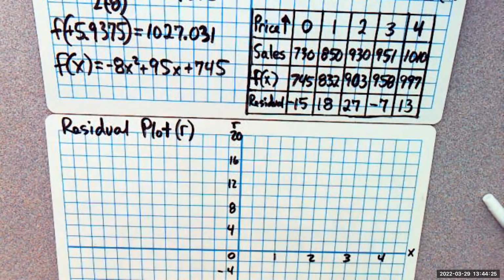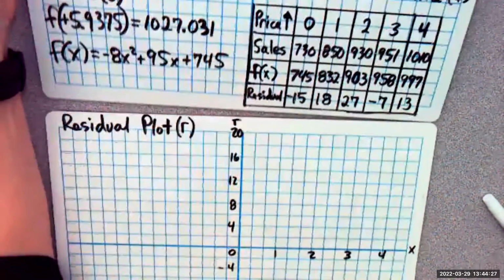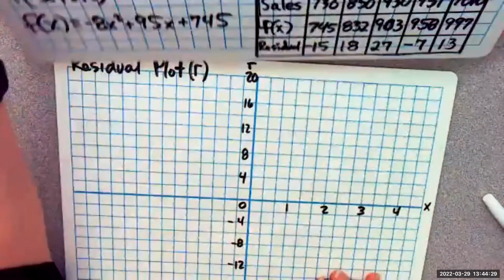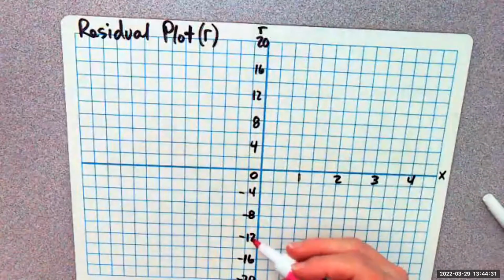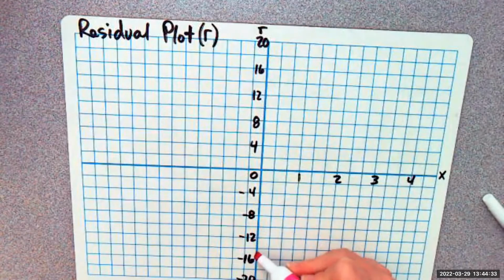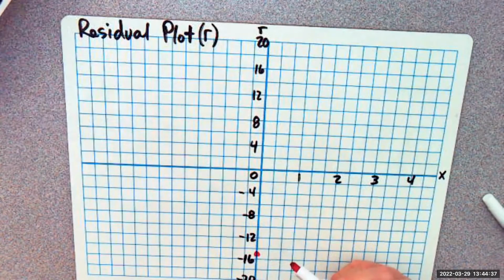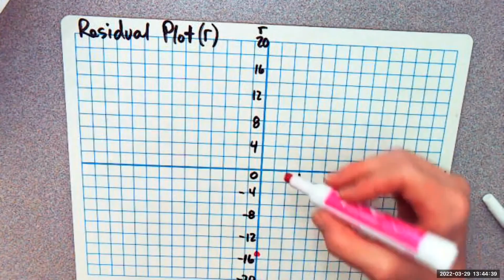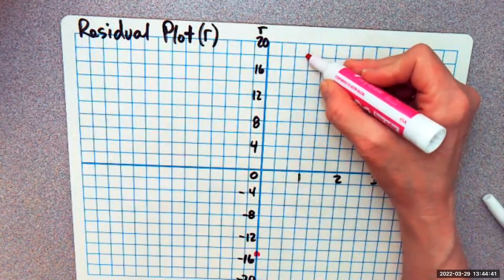All right, so at 0, we have negative 15 for our residual, which is right here. At 1, we were at 18, which is right here.